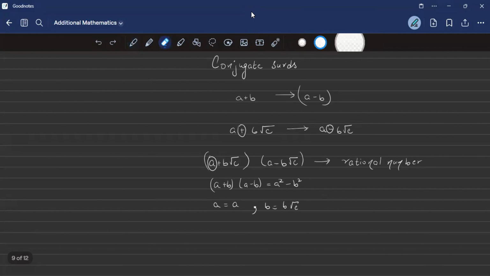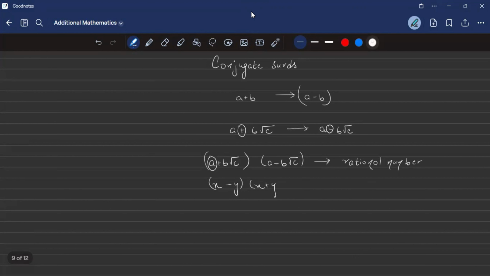I could write them, for your ease, as x minus y multiplied by x plus y, which would give us x squared minus y squared. That's an algebraic identity. Then I could compare it here: x is equal to a, and y is equal to b under root c.